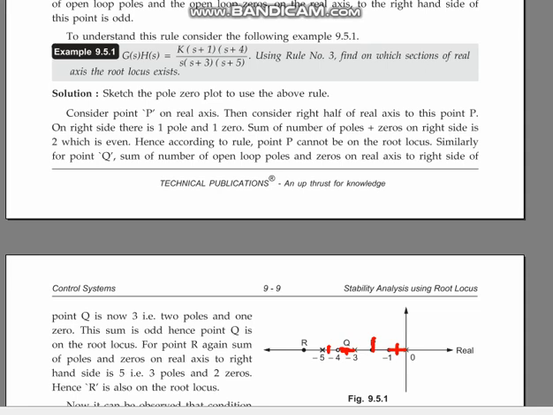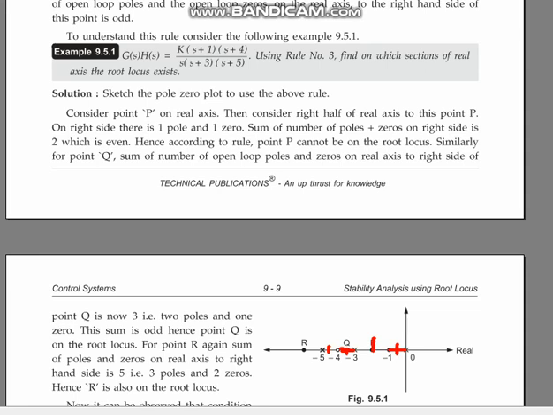I can check on the right hand side of this point how many roots are there. It is together zeros and poles. So it is 1, 2, 3, 4. So odd numbers, right? So between minus 4 and minus 5, odd numbers are there on the right hand side of this. So this is not a root locus branch.